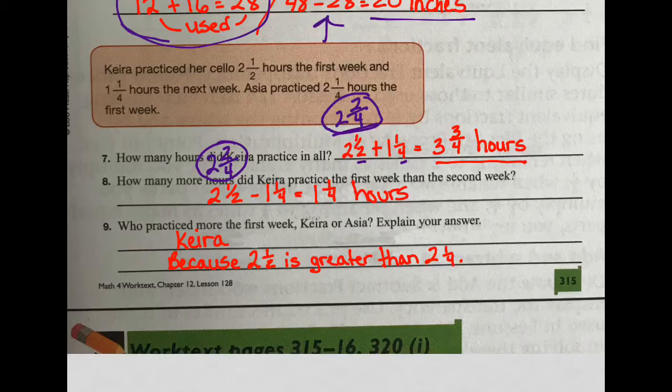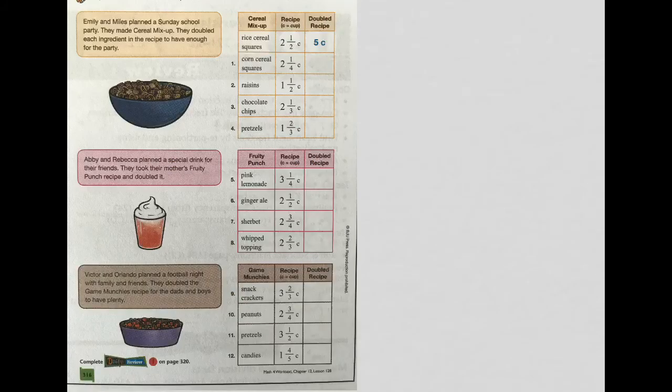Number 9, who practiced more the first week, Kiera or Asia? It was Kiera. And that is because 2.5 is greater than the 2 1/4 that Asia practiced. All right, so we finished the first page. Whoop, whoop, whoop. Let's do the back.